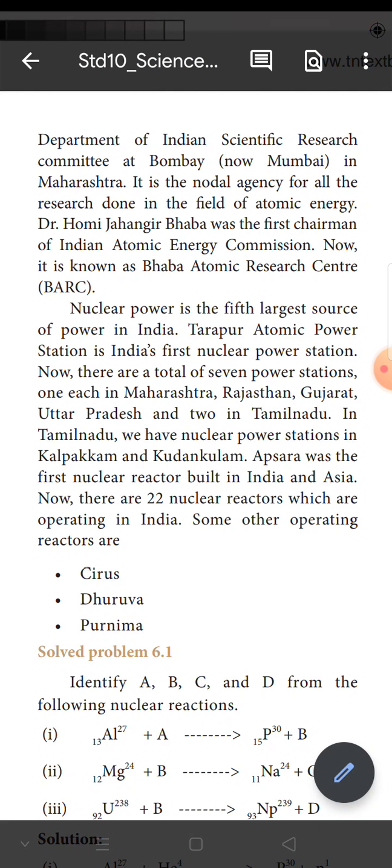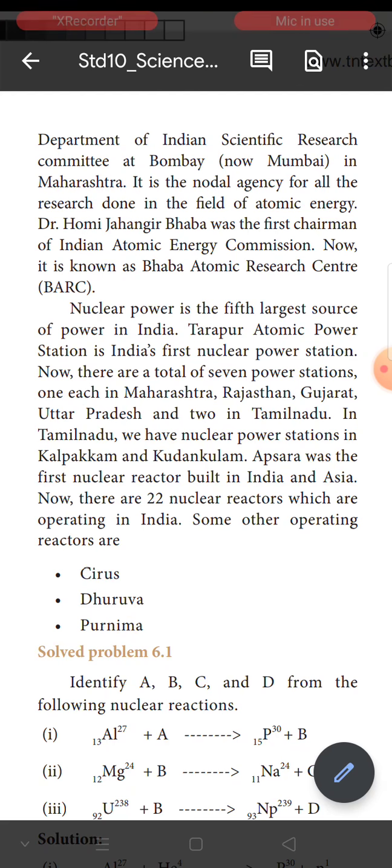Dr. Homi Jahangir Bhabha was the first chairman of the Indian Atomic Energy Commission. Now it is known as Bhabha Atomic Research Centre, commonly known as BARC. BARC is in Mumbai.